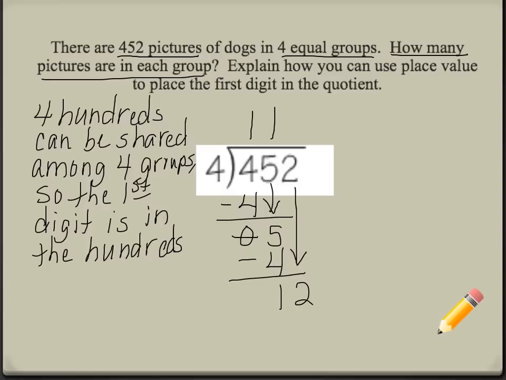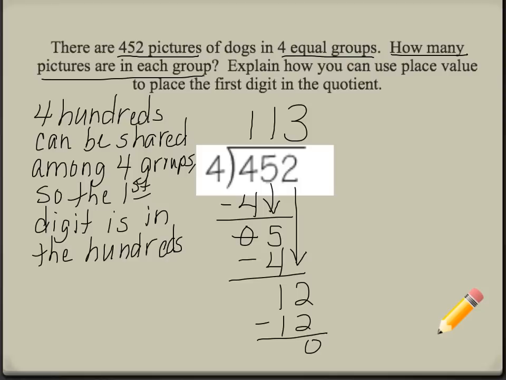And I'm going to bring down my 2 ones. So now I have a total of 12 ones. Can I share 12 ones among 4 groups? I sure can. I can take 3 times 4, and that equals 12 ones, and I will not have a remainder. So 452 divided by 4 is 113, with a remainder of 0.